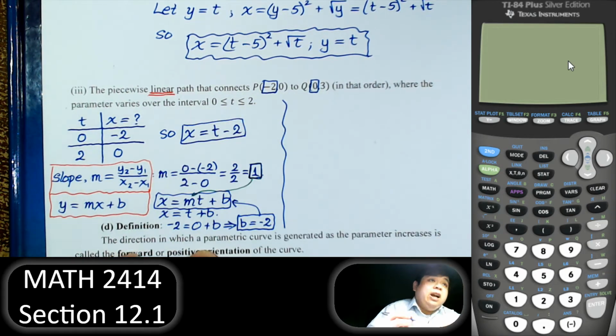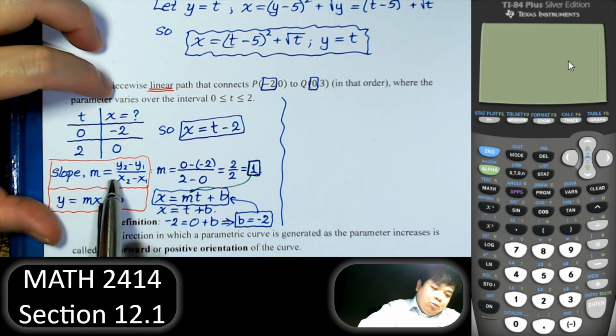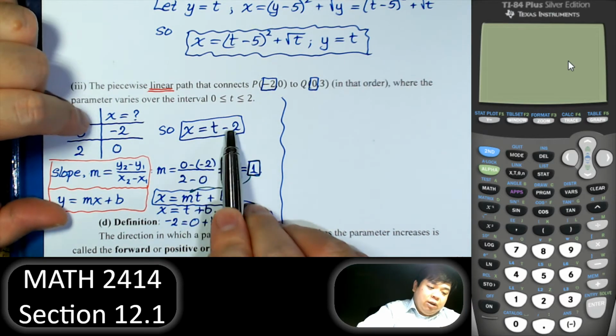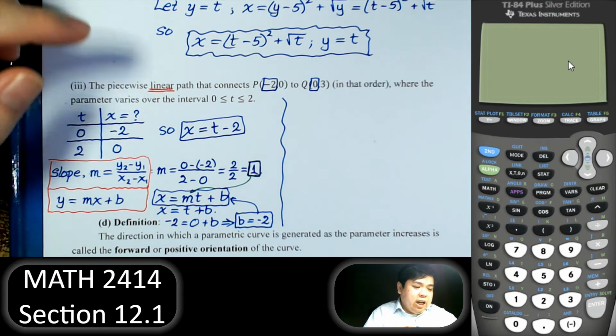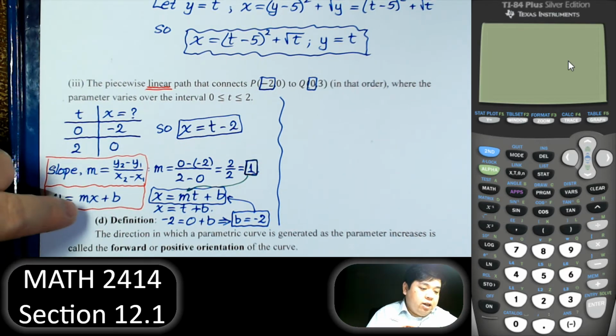Right. Then we can check. If we put 0 in for t, we have negative 2. If we put 2 in for t, we have 0. Right. So if it is a line, find the slope and then the equation.